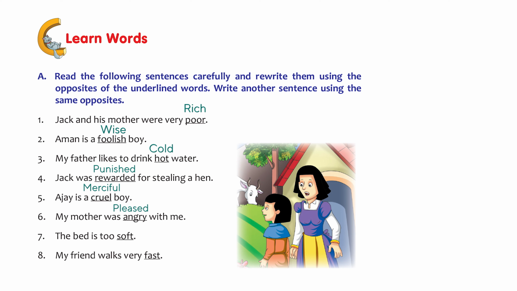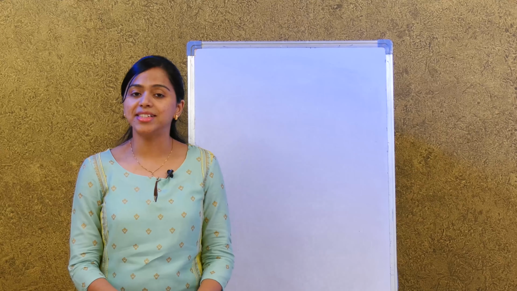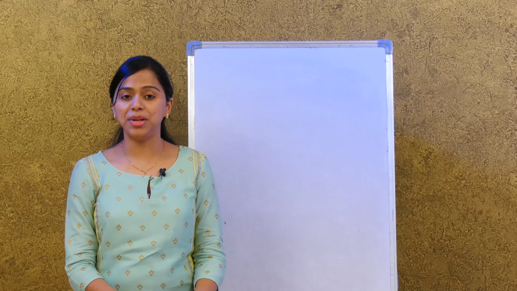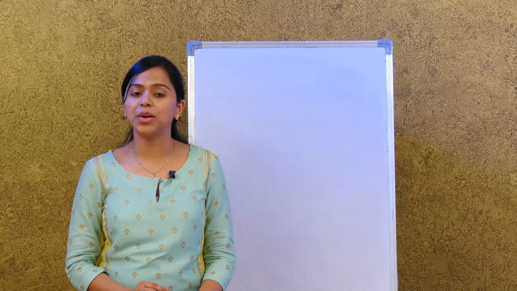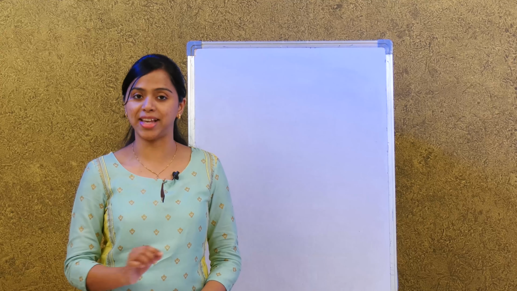The bed is too soft. What is the opposite of soft? Hard. So we write it as the bed is too hard. My friend walks very fast. What is the opposite of fast? Slow, right? So we write it as my friend walks very slow. Now there are a few words that have been displayed on the next page. In that activity, you have to identify the word which is the odd one out of the set.